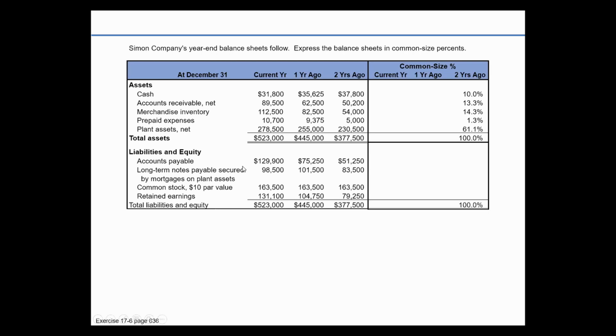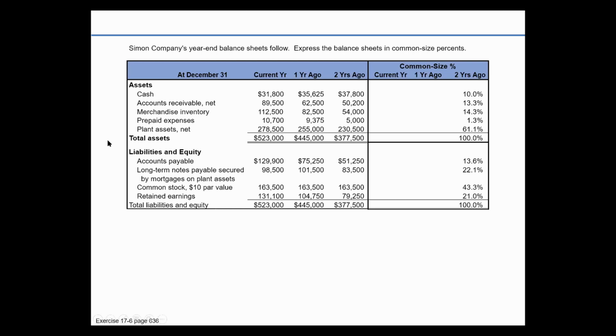And you can do the same thing then for our liabilities and equity. Again, total liabilities and equity is going to be 100%. So then you take the accounts payable, 51,250, take that divided by your total, which is 377,500. That's going to give you 13.6%. Same thing for long-term notes payable secured by mortgage and plant assets, the same thing. Again, these should equal out to 100.